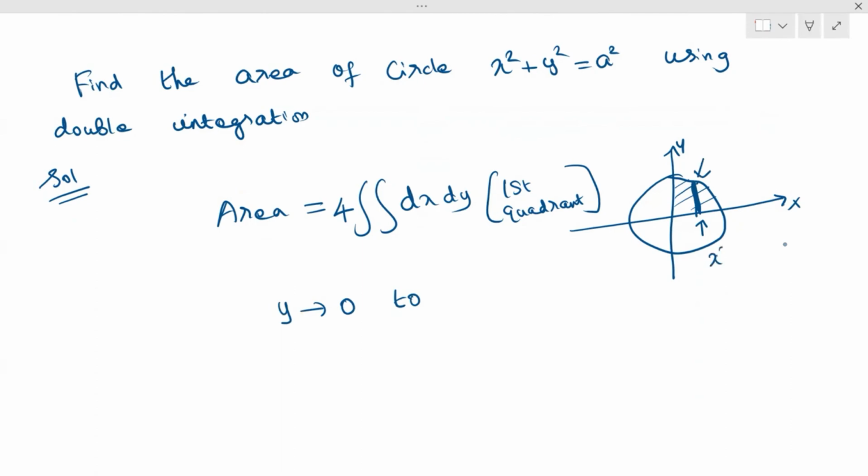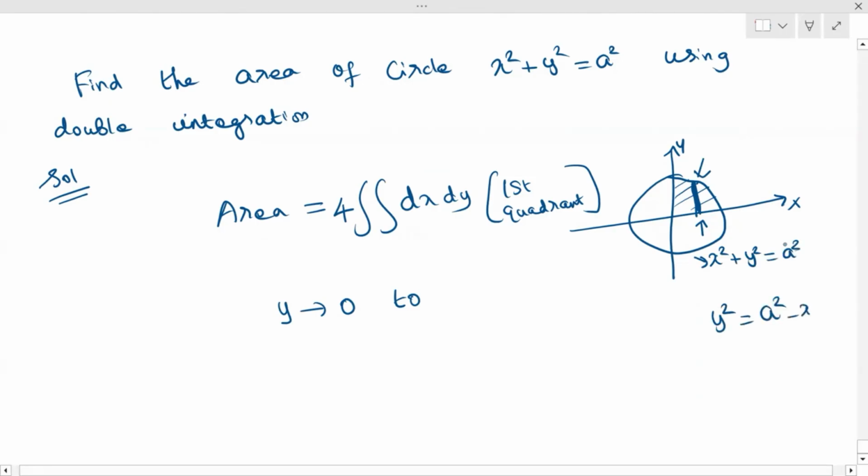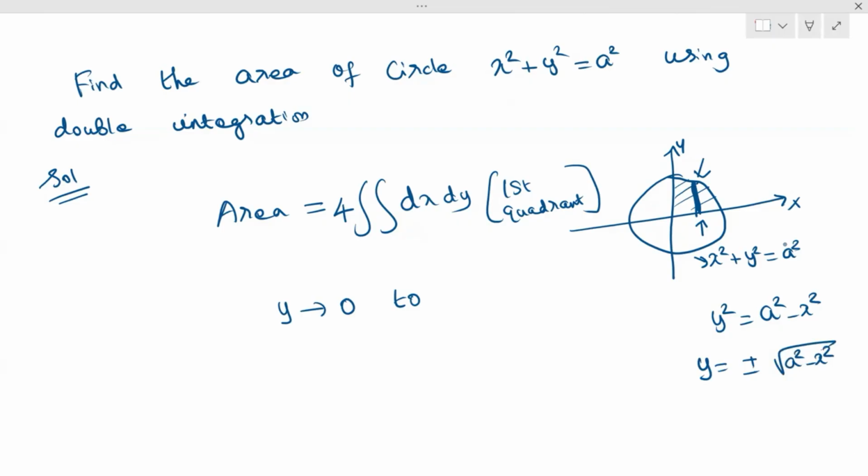What is the equation of the circle? x square plus y square equal to a square. So y square equal to a square minus x square, and y equal to plus or minus root of a square minus x square. But we are considering only the positive quadrant. So y varies from 0 to root of a square minus x square.